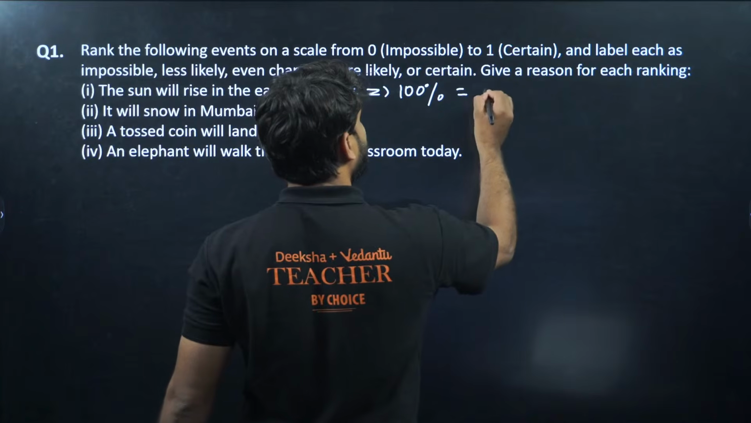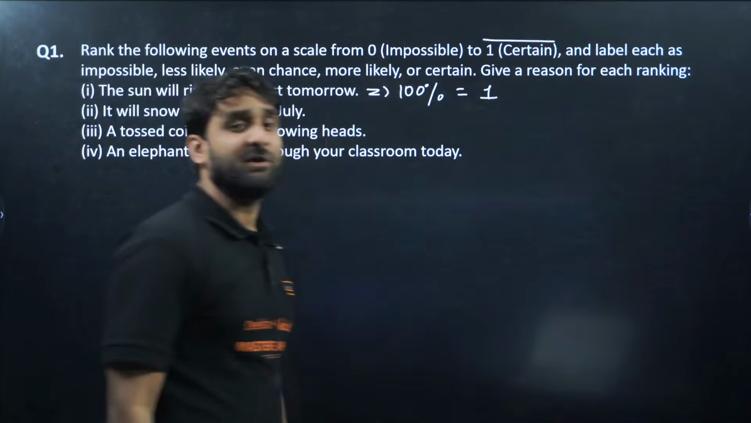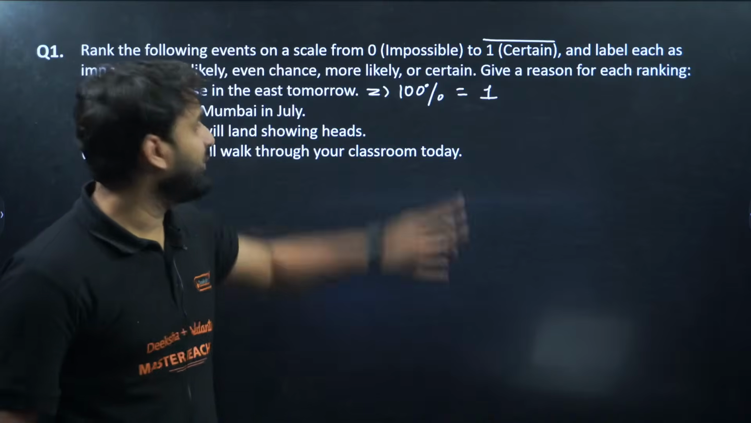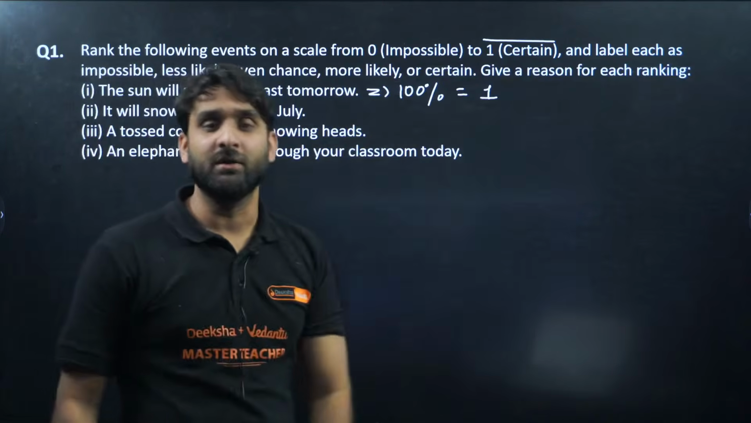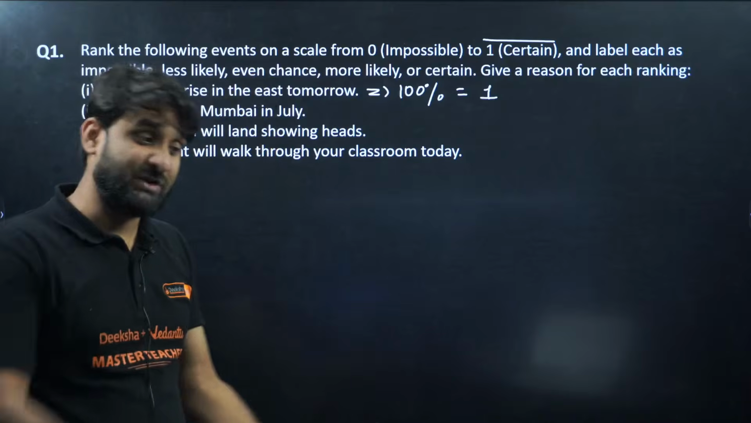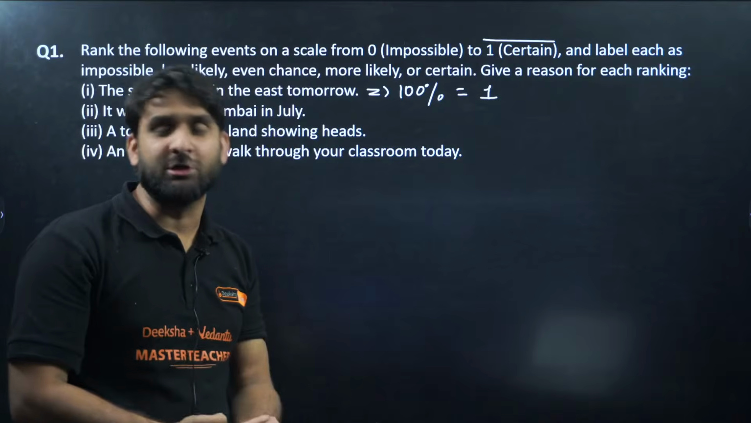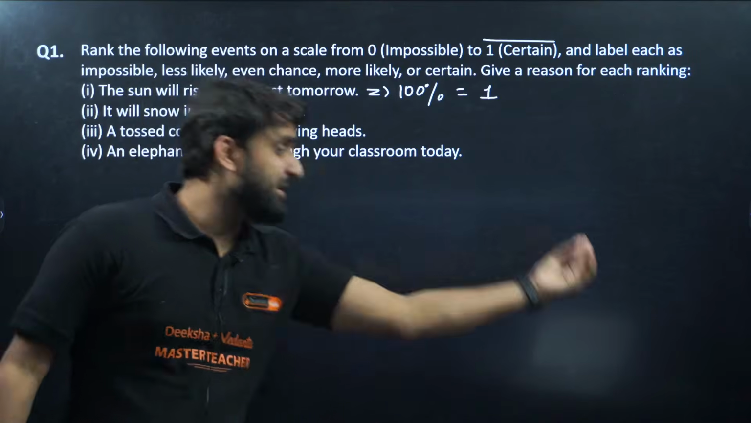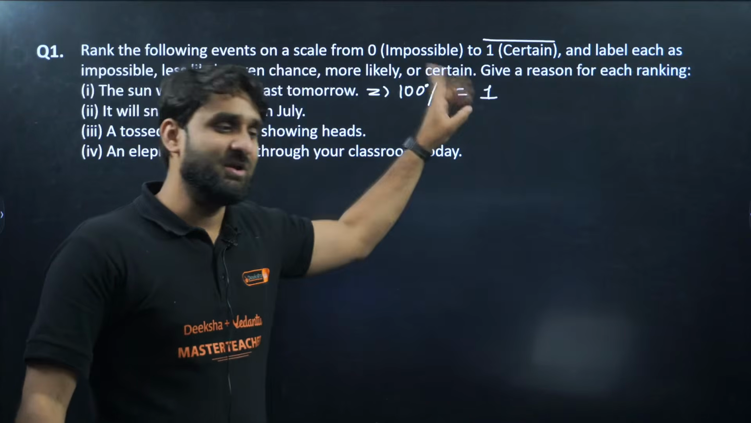So the answer will be 1. One for certain. It is confirmed that it will happen. So for that we generally use 100%, and 100% means 100 by 100, which is equal to 1. Right? No human being, no one can control the movement of the sun except nature, except God. So everyone knows that the next morning the sun will be rising from the east. So this is 100% confirmed, so we are putting 1 there.